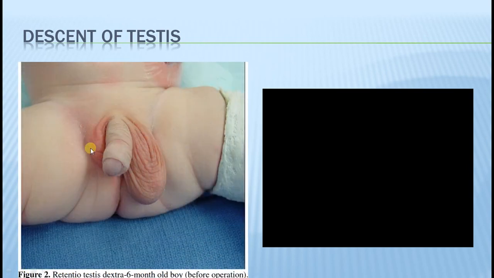See, on the right side, testis has not descended. It is called monorchidism. One side it is not descended. Simply undescended testis is cryptorchidism. When one side it is not descended, it is called monorchidism.